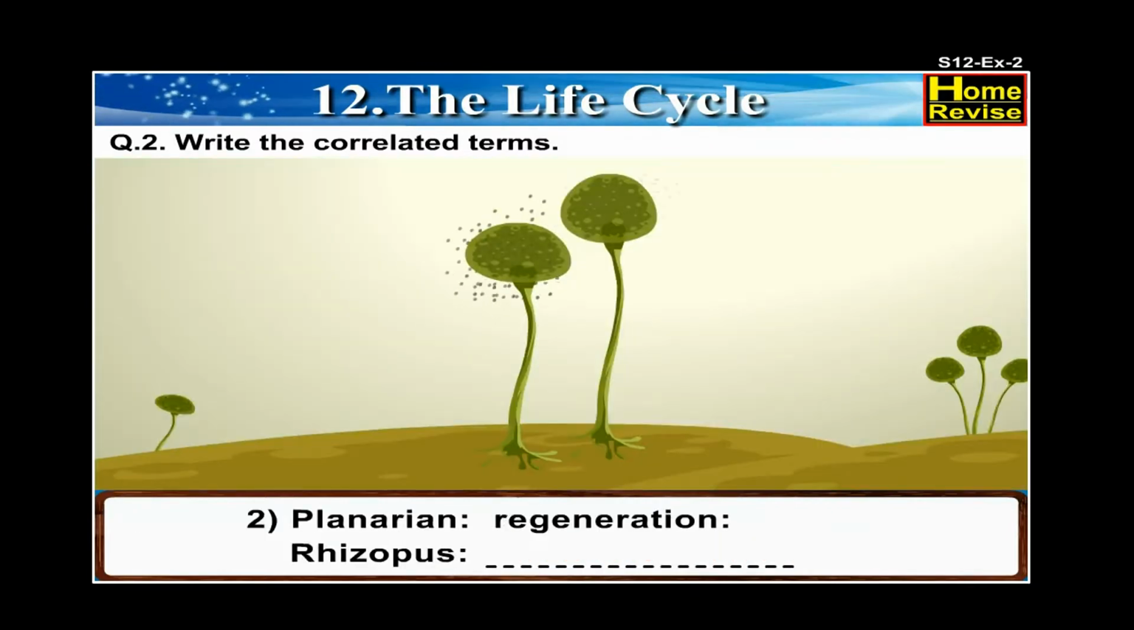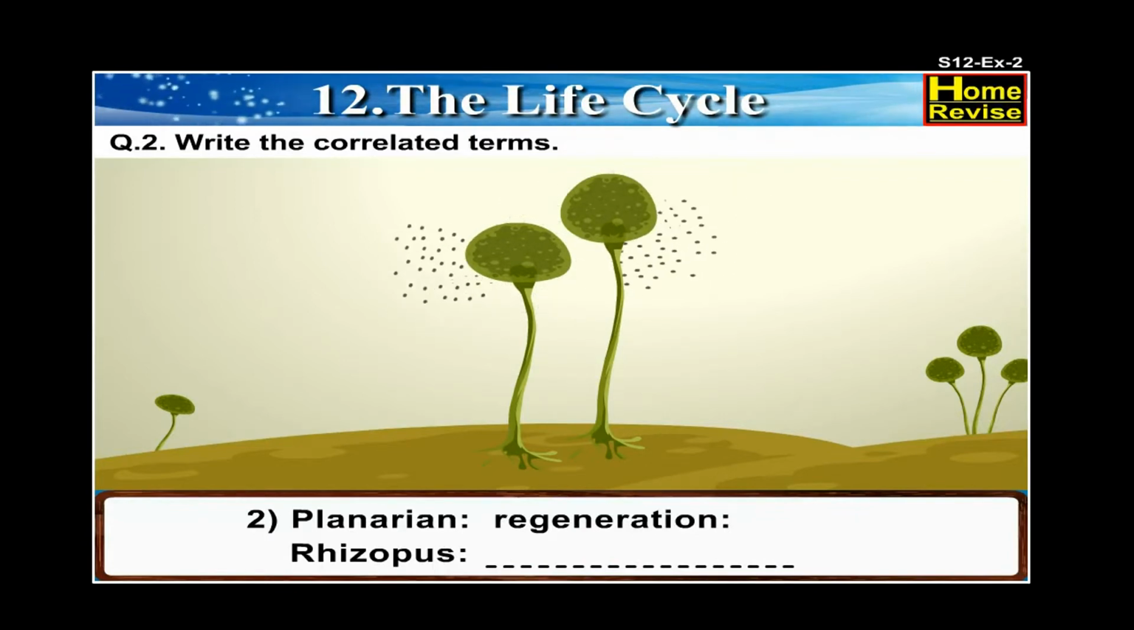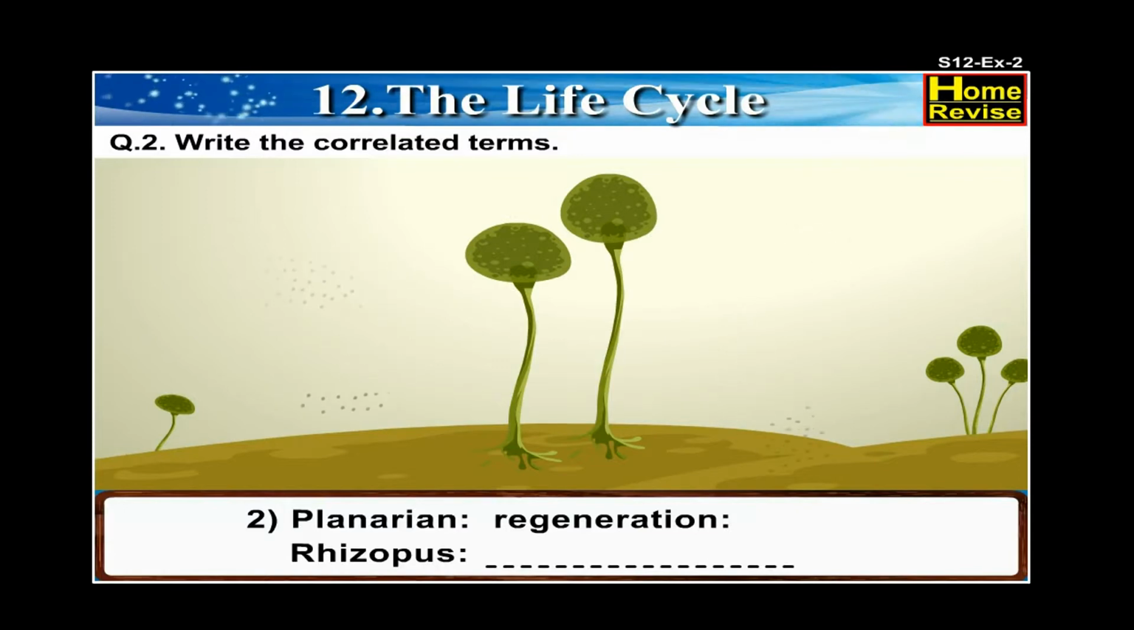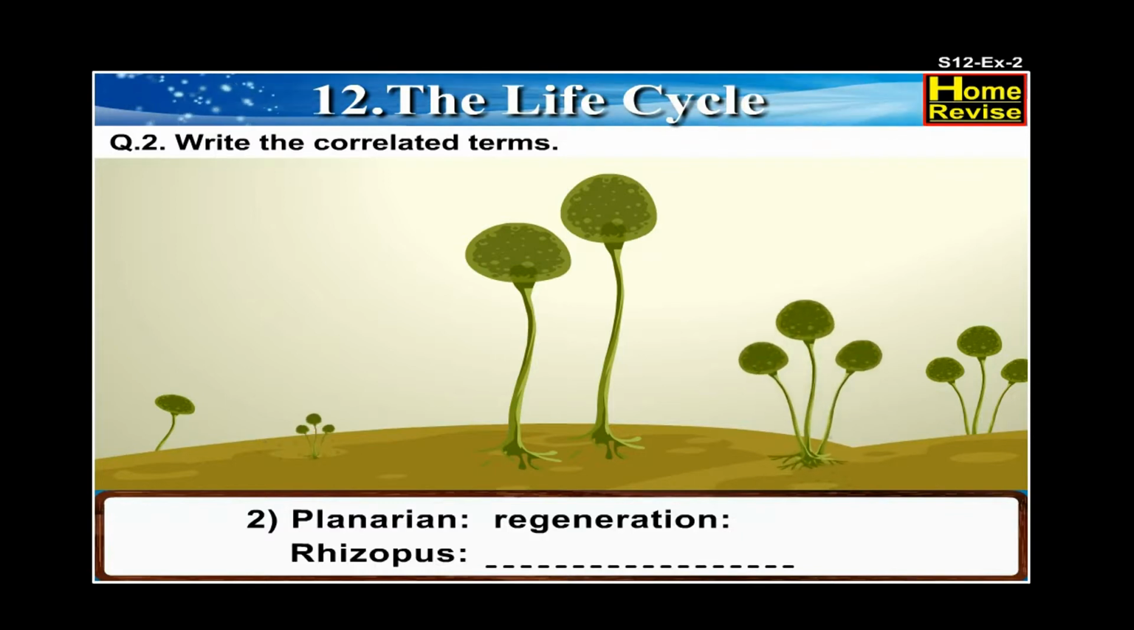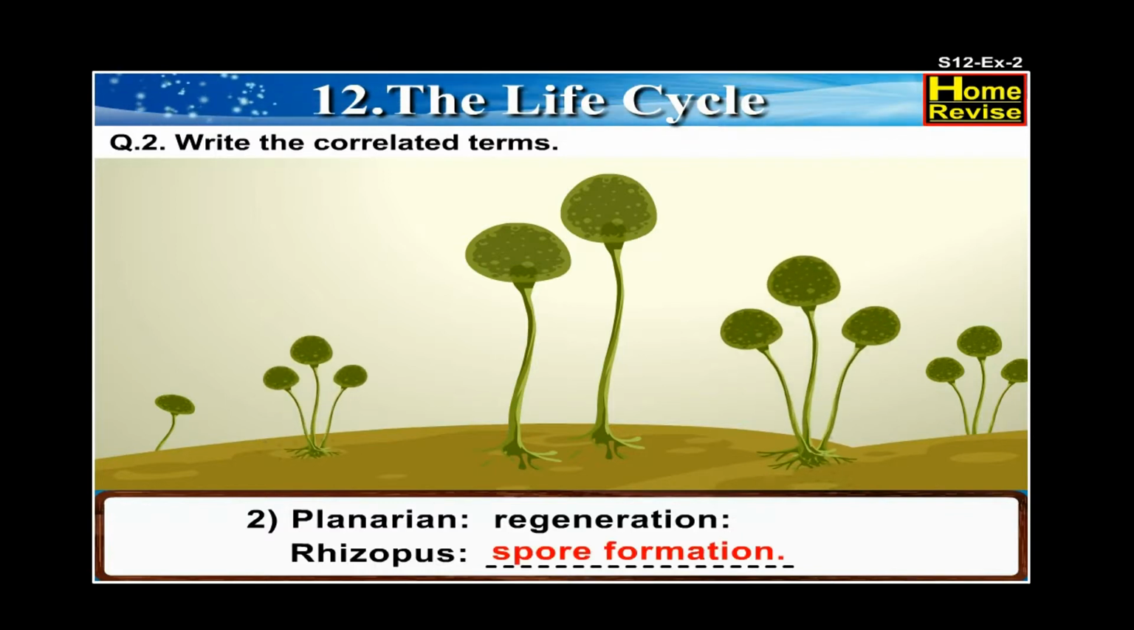2. Planarian undergoes regeneration. Rhizopus undergoes dash. The answer is Planarian undergoes regeneration. Rhizopus undergoes spore formation.